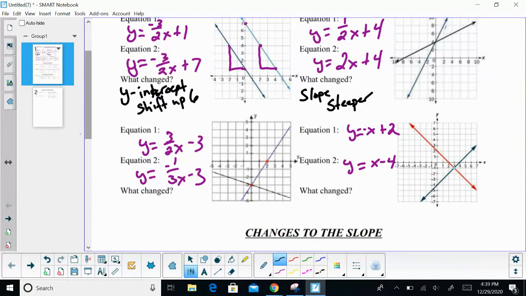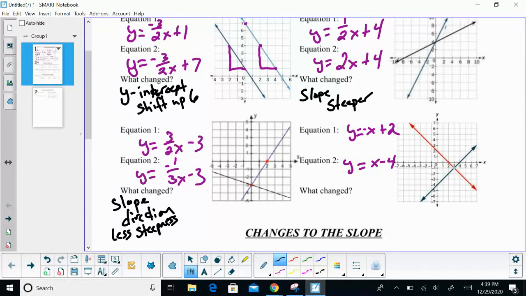And what about these next two equations? What changed? My slope changed again. What changed about my slope? The value, right? I went from 3 halves to 1/3. And also the sign. So the direction is different and the steepness is different. Would you say that it's less steep or more steep? Less steep, because 1/3 is smaller than 3 halves.